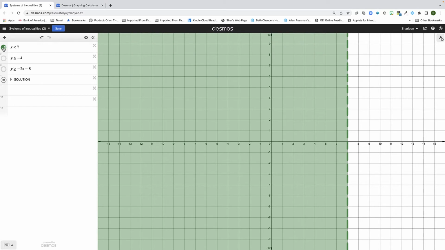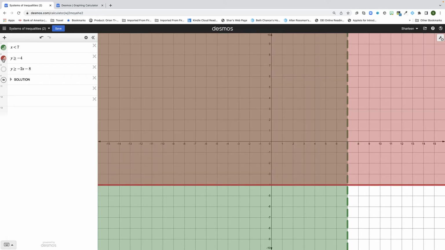First, here's x is less than 7. In this case, we have a vertical line at 7, and we're shading to the left. This area is in green. Then we have y is greater than or equal to negative 4. We have a solid line at negative 4, and we're shading above that.